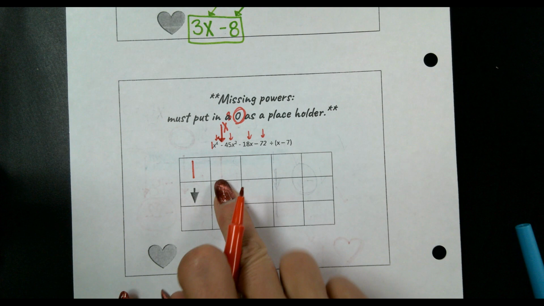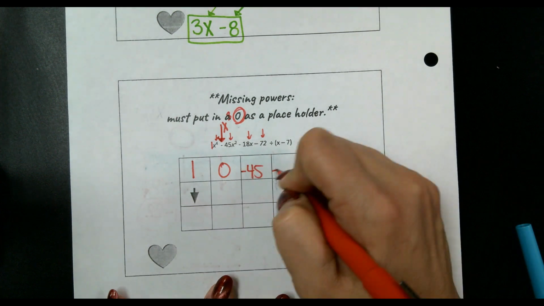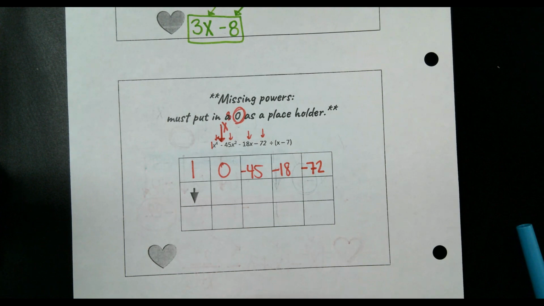So like the x to the fourth, which is 1, that second column should not be negative 45. It should be 0. And then negative 18, and then negative 72. If you do not put the 0 in, your final will be wrong.